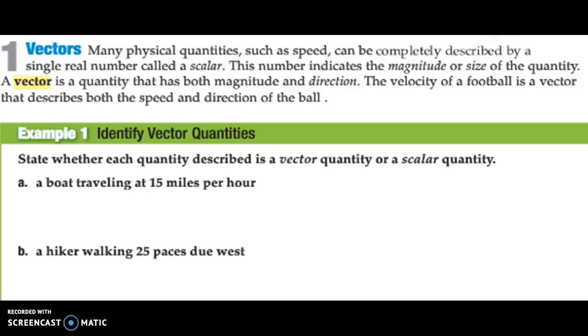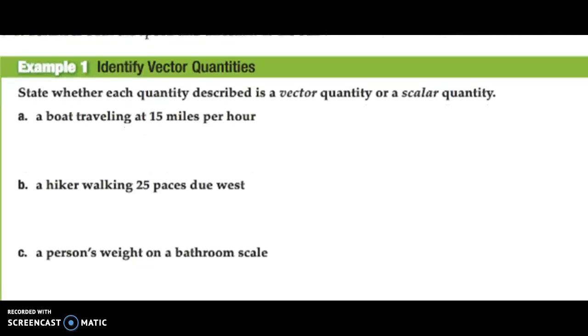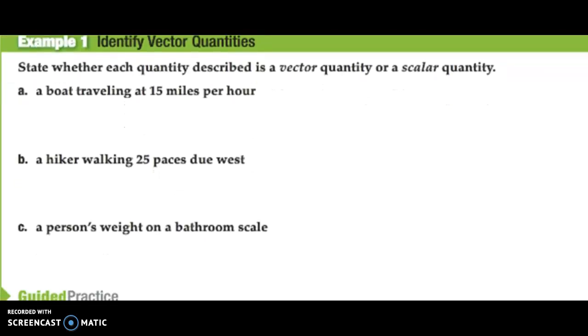So for example, wind has a speed and a direction. That's an example of a vector. So let's look at some examples and see the difference between vectors and scalar numbers. A boat traveling at 15 miles per hour. We just said speed is an example of a scalar number. So that's a scalar number right there, 15 miles per hour.